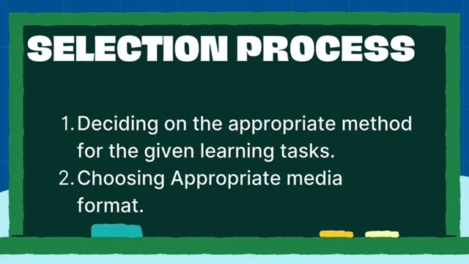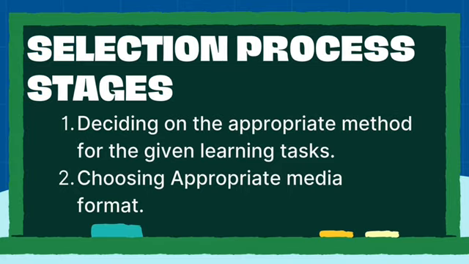So, the selection process has two stages. First, deciding on the appropriate method for the given learning task. It would be overly simplistic to believe that one method is superior for all learning needs. Teachers often structure assignments to accommodate different learning styles, allowing students to practice through methods that suit their individual preferences.